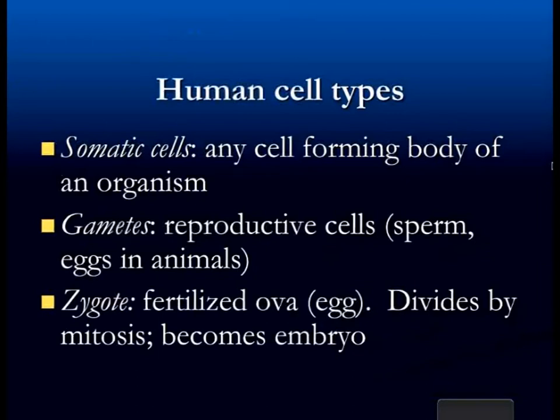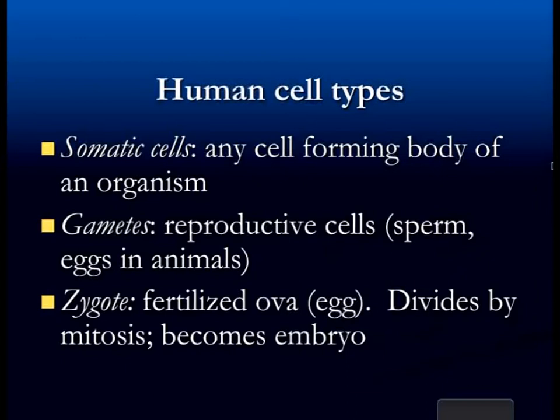Okay, a couple of human cell types. We've talked a little bit about this. I think gametes and zygotes are on your list. Somatic cells, any cell forming the body of an organism. We make a basic distinction between somatic cells and sex cells. Somatic cells are everything besides sex cells, and sex cells we call gametes, reproductive cells such as sperm and egg in animals. When an egg is fertilized, we call it a zygote. It divides after it's fertilized through a process called mitosis, which we will discuss in a few minutes in a little more detail, and becomes what we refer to with humans and animals as an embryo as it develops.